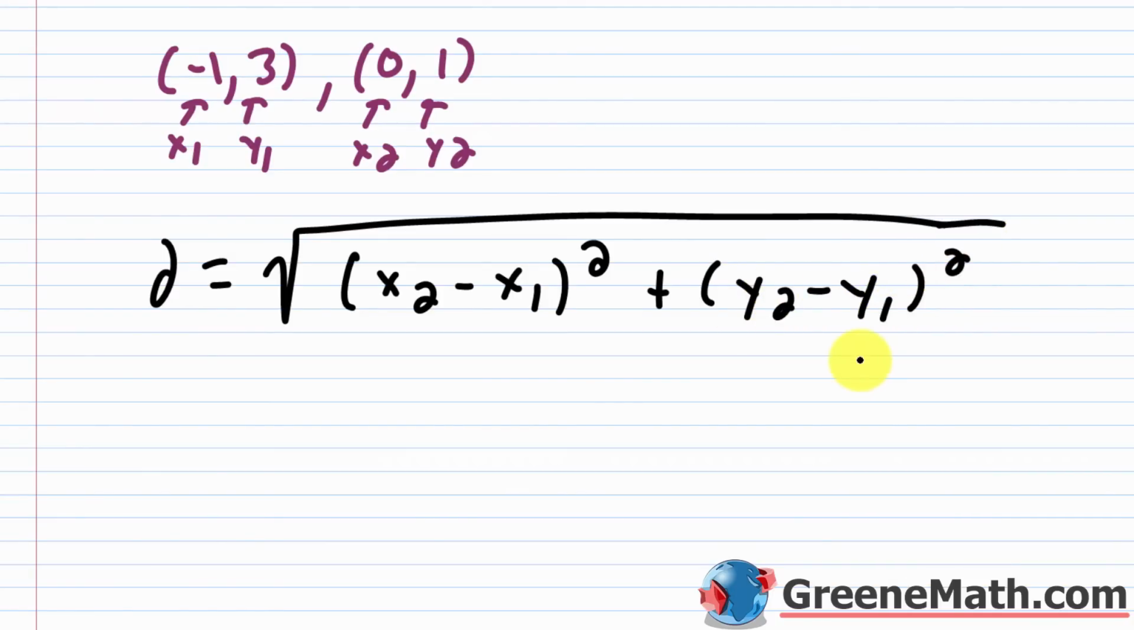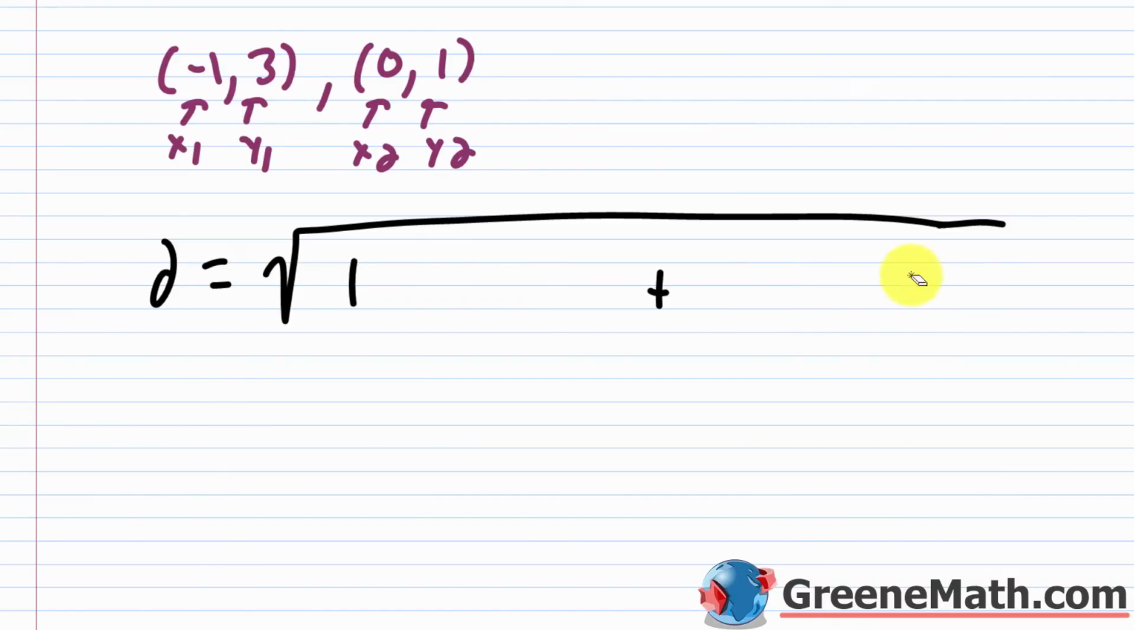Okay, so for x sub 2, you have 0. And then for x sub 1, you have a negative 1. So minus the negative 1 is plus 1. And obviously 0 plus 1 is just going to be 1. So this is 1 squared, which is 1. Over here, y sub 2 is 1. And y sub 1 is going to be 3. So 1 minus 3 is negative 2. So this is negative 2 squared, which is positive 4.